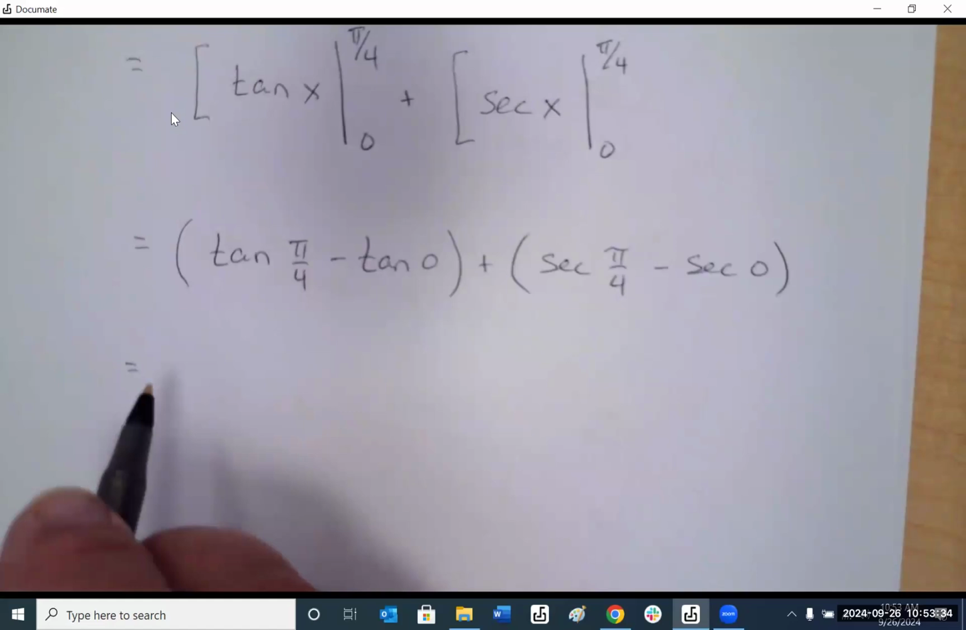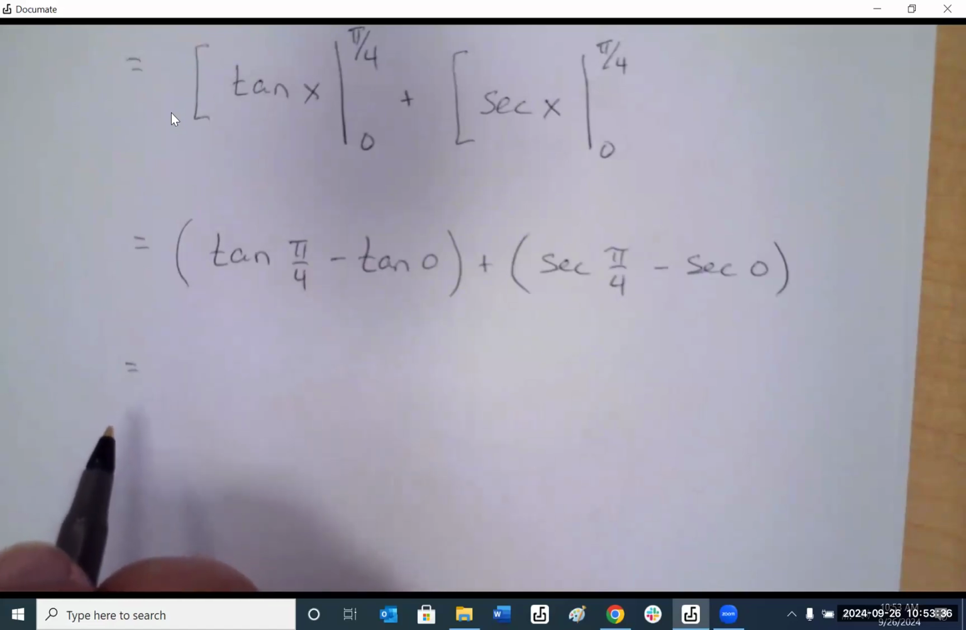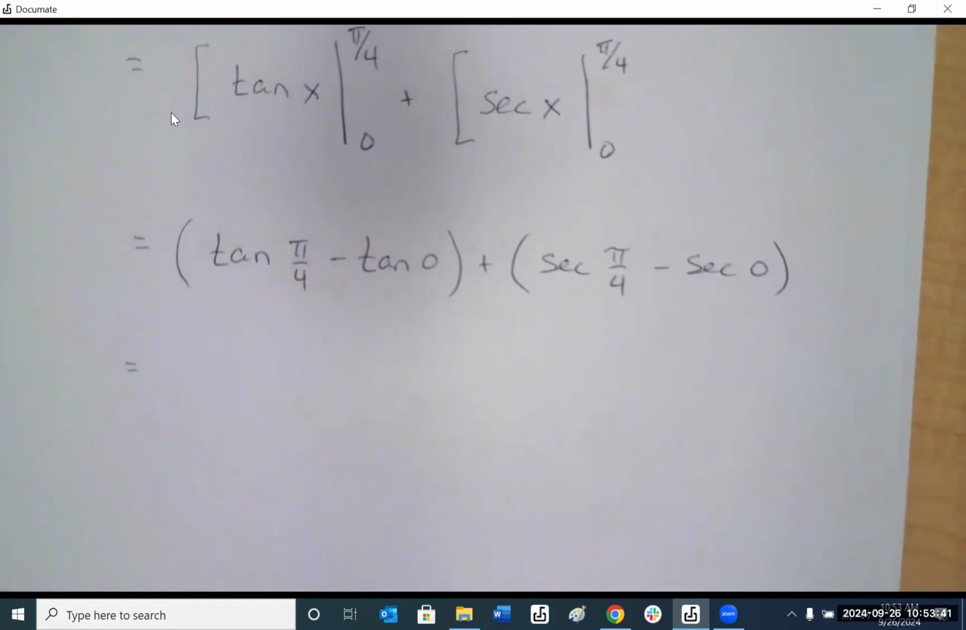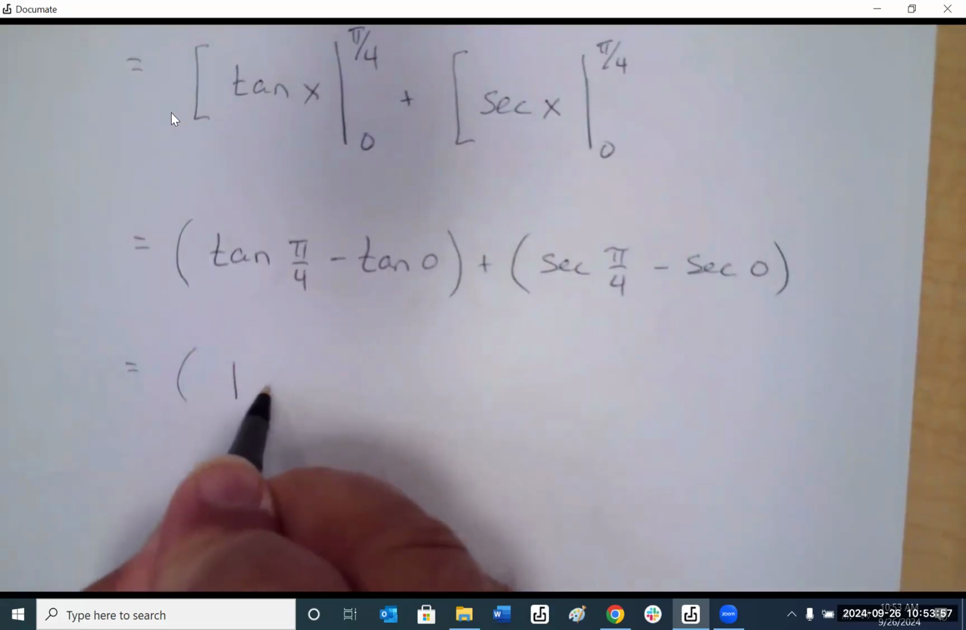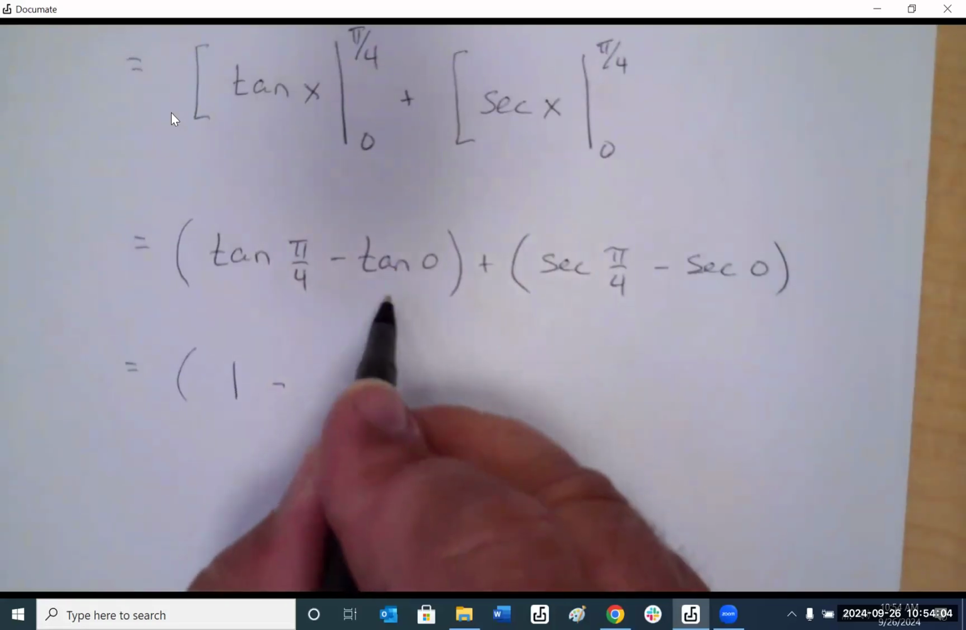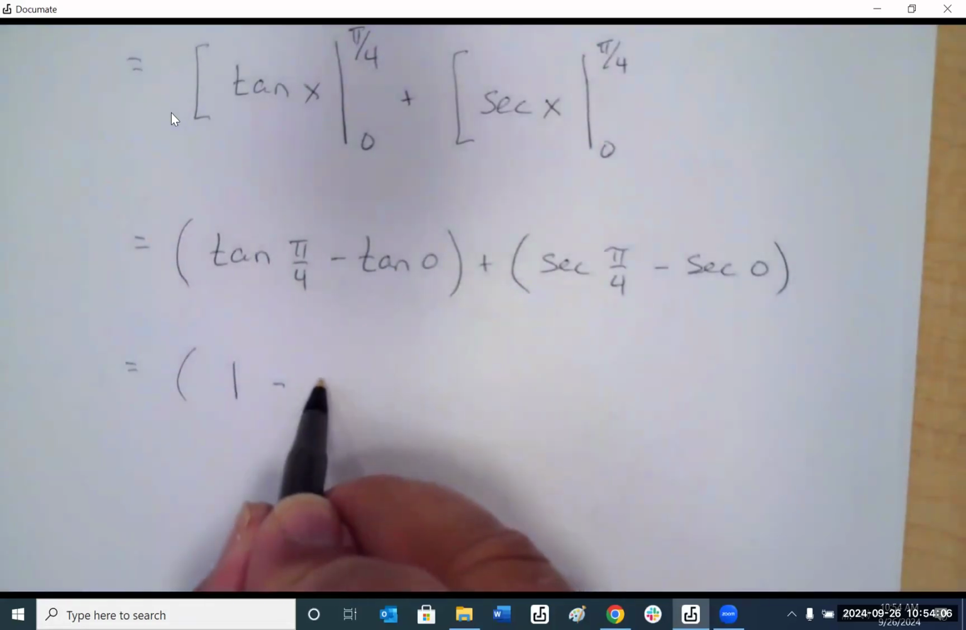So what's the tangent of pi over 4? Don't use your calculator. You should know this by heart, or draw a chart. What is the value at pi over 4? 1, because sine and cosine are both the same at pi over 4. So this is 1. What's the tangent at 0? Yeah, because sine over cosine. Sine of 0 is 0, cosine is 1.